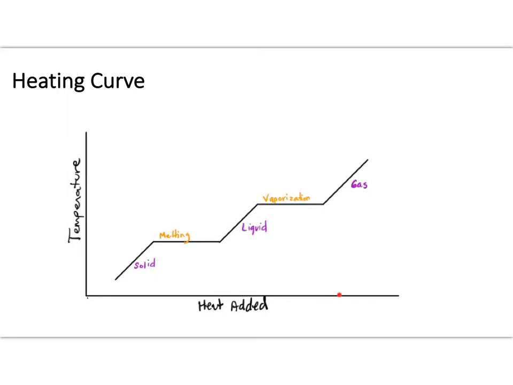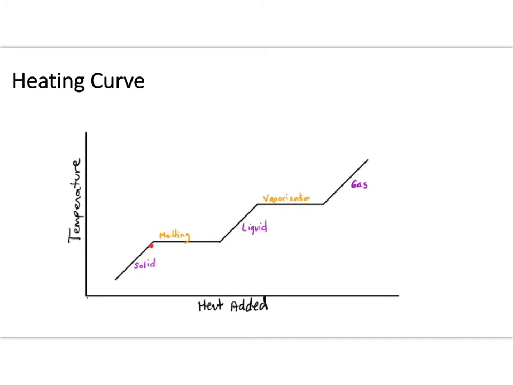Okay, so as you're adding heat to a solid, what ends up happening is the particles inside that solid start to vibrate faster and faster and faster. And as they start to vibrate faster, their kinetic energy is increasing, and subsequently that means their temperature is also increasing. And that's why we have a sloped line.